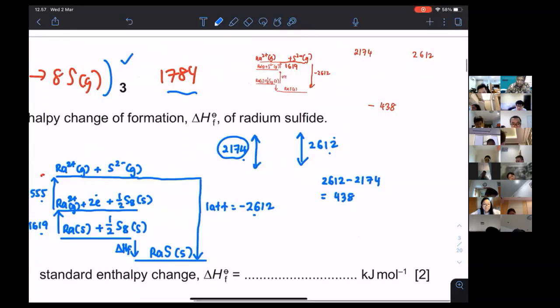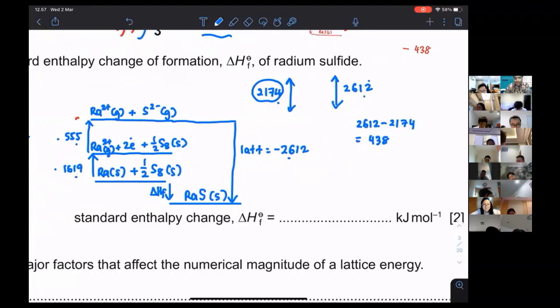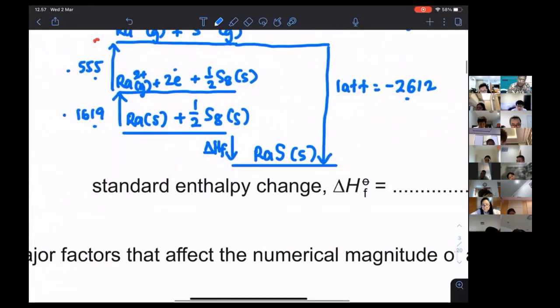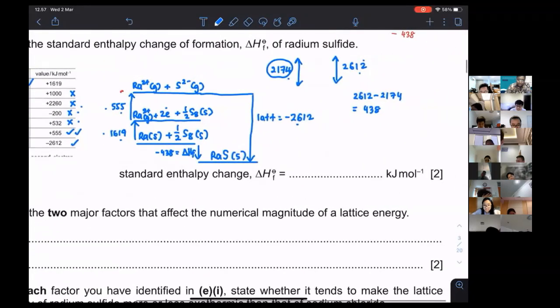Now whether it's negative or positive, you look at the diagram. This one is going down, so it must be a negative value, which is 438. This is how you get the value. Of course you can use different methods, like the one that I taught you, clockwise equals anti-clockwise, using a normal Born-Haber cycle and so on. But this one is the easiest way, where you can straight away get negative 438 as your answer. Make sure it's negative.